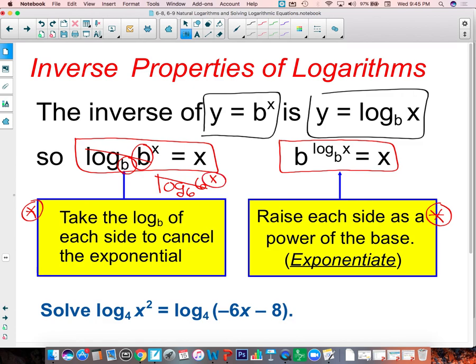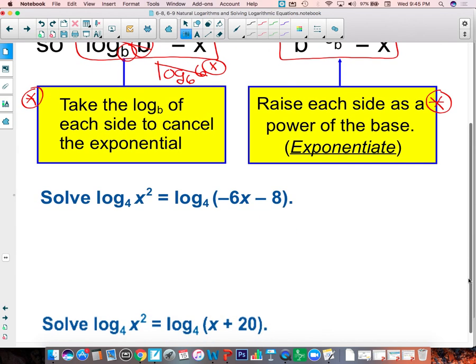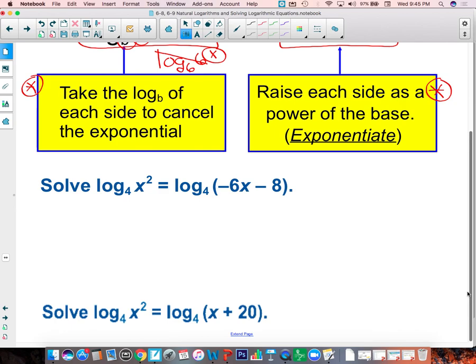So you don't have to write down all this stuff in the yellow boxes if you don't want to. You just kind of glance at it quick. And then we're just going to solve these equations here.